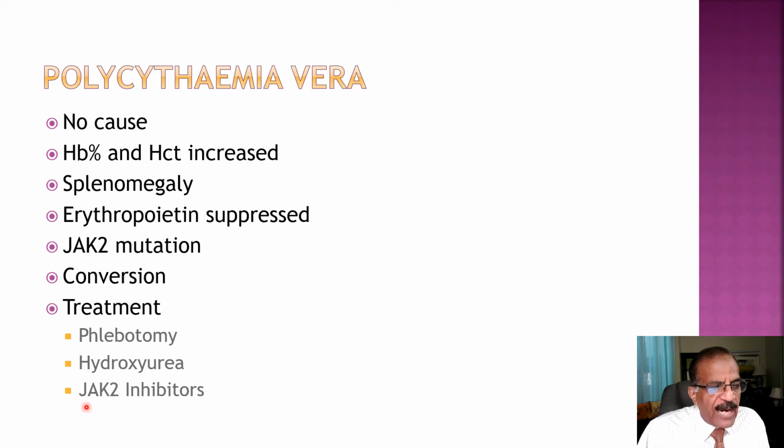And then JAK2 inhibitors. Now we have very luckily JAK2 inhibitors. So these drugs, if available, can be added to the existing therapy like phlebotomy, hydroxyurea, or of course JAK2 inhibitors can be given straight away. These JAK2 inhibitors are expensive, and since the prognosis is otherwise very good, so I think only when you see that the response is not good to these, maybe you can consider JAK2 inhibitors. One such inhibitor is called Jakavi.